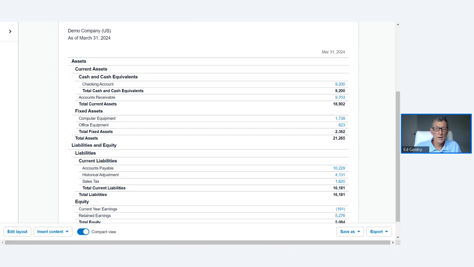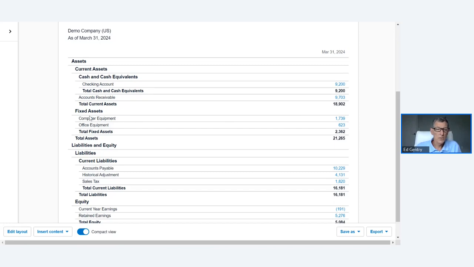And then accounts receivable. So it's not cash, but it is accounts receivable and will soon hopefully turn into cash, $9,700. And again, these are accounts receivable that are expected to be received within 12 months. You may have contracts over an extended period of time, and that would be in your long-term assets.